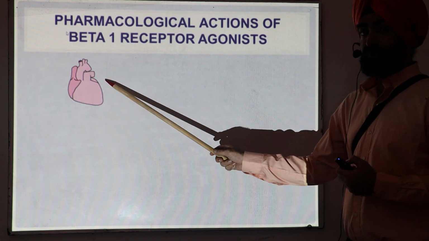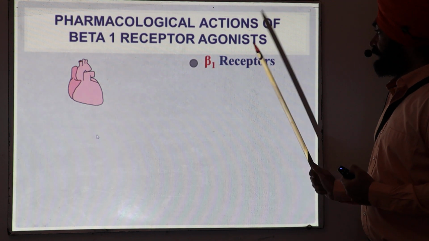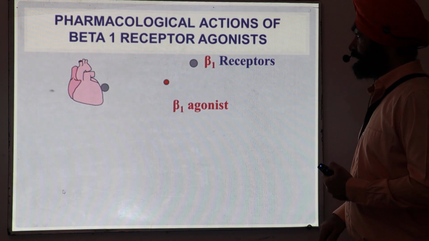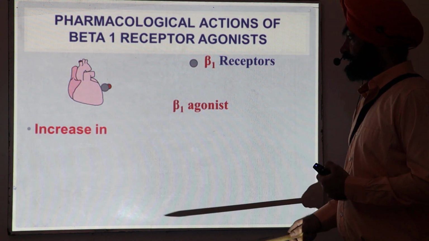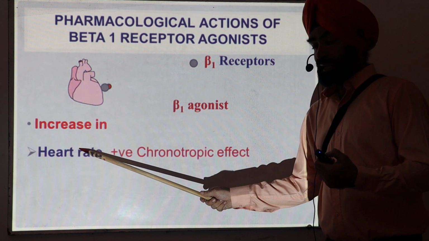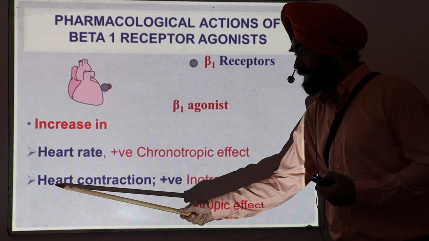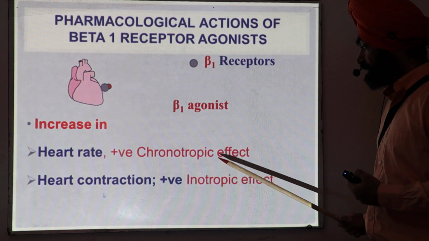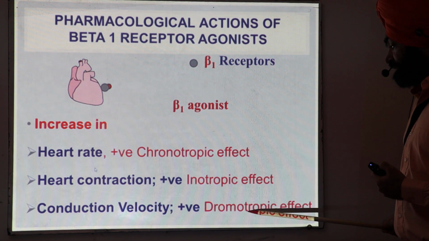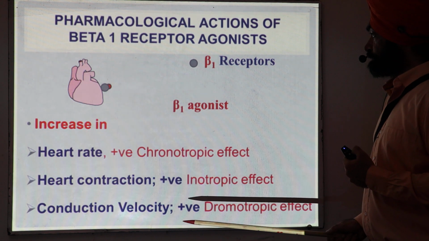So, let's say you remember the location. Beta 1 receptors are located on the heart. You give a beta 1 agonist, it acts on its receptor, leading to an increase in the heart rate, tachycardia, and this concept is called positive chronotropic effect. It produces an increase in the heart contraction, which is called positive inotropic effect. It increases the conduction velocity, which is called positive dromotropic effect. Okay, so it is having a positive effect on all the things on the heart.